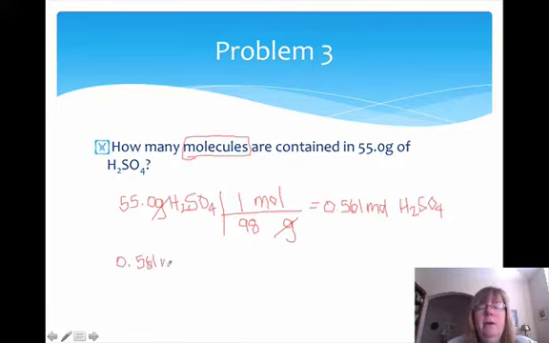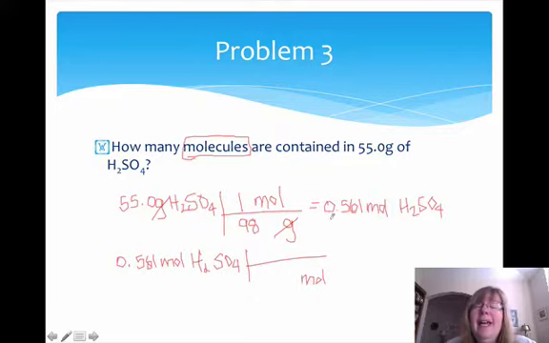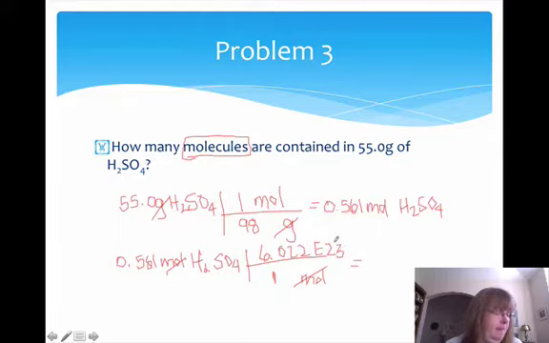So now we are going from moles of sulfuric acid to molecules. We're going to put moles down here. So we take the number of moles that we got in the first step, and we start with that. And in 1 mole, do you know how many molecules there are? 1 mole of anything is 6.022 times 10 to the 23rd. Again, the moles cancel.